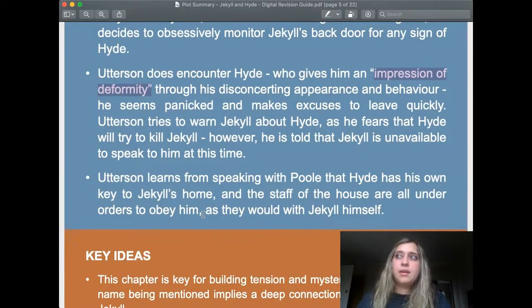So most of this novella is about tension and mystery. So in your analysis of it, when you start going through the reader effect or the effect on the audience, you want to think about the mystery, the tension, the fear, the uncertainty.